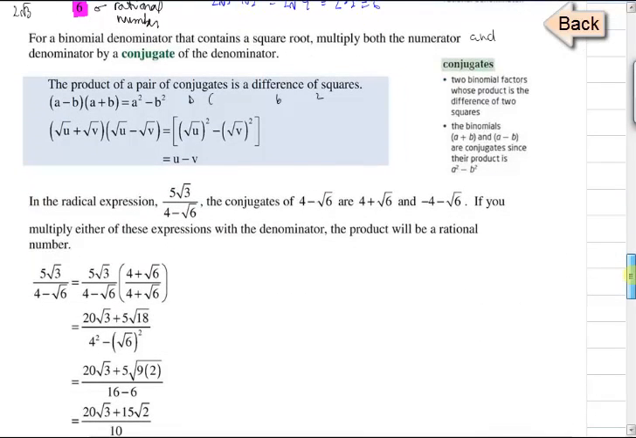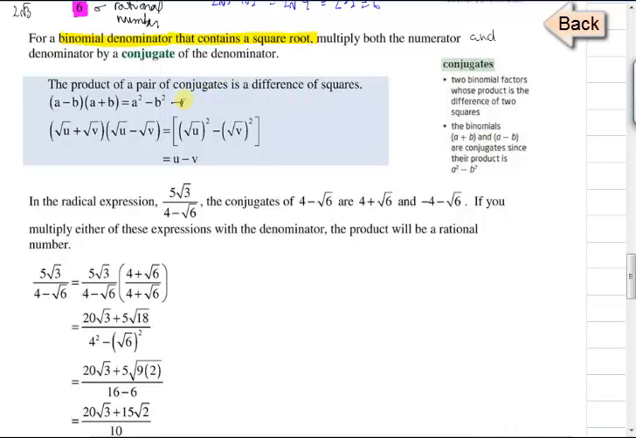So what do you do when your denominator doesn't have a monomial in it? What do you do when you have a binomial denominator that contains a square root? You're going to multiply both the numerator and the denominator by something called a conjugate of the denominator. So what's a conjugate? Two binomial factors whose product is the difference of two squares. The only way you can get the product of the difference of two squares is if you multiply a sum and a difference together. For example, the binomials a plus b and a minus b are conjugates since their product is a squared minus b squared.